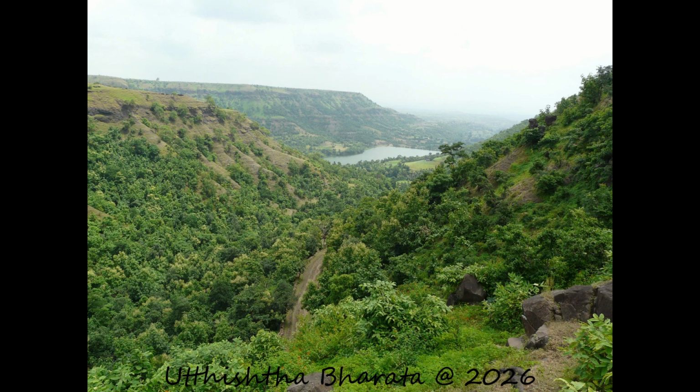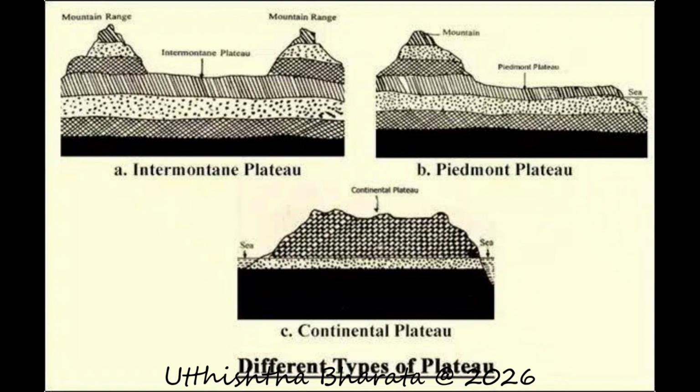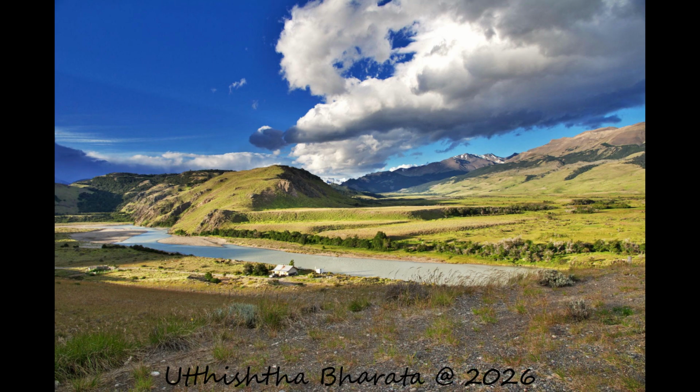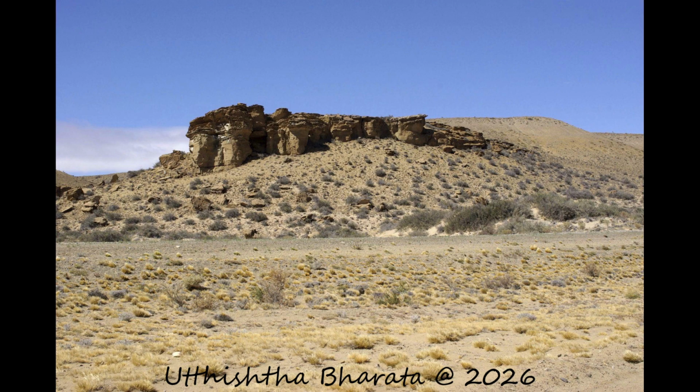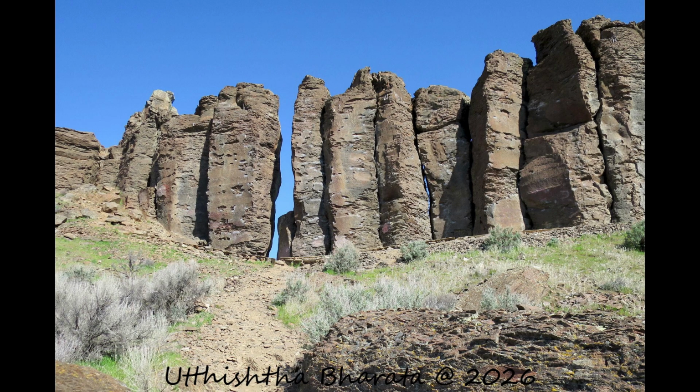Further, Piedmont Plateaus. They are also bordered by mountain ranges on one side, but plains on the other side. Plains on one side, mountain ranges on the other side. That's the reference of Piedmont Plateaus. Usually, the part facing the plain has quite steep slopes. And generally, they are also referred to as residual plateaus. This is because they are derived from quite old ancient fold systems.